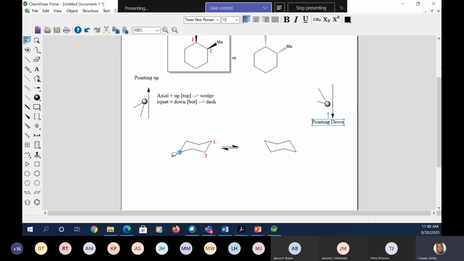All right. This carbon right here, is that pointing up or down? I can't see your cursor. Down. That one's pointing down. This one should be pointing up. This is down, and this is up.